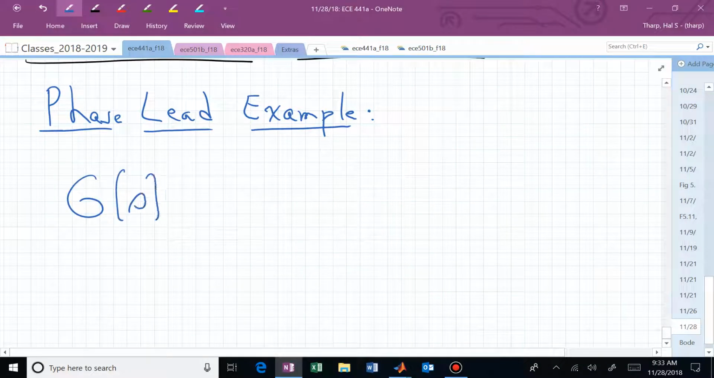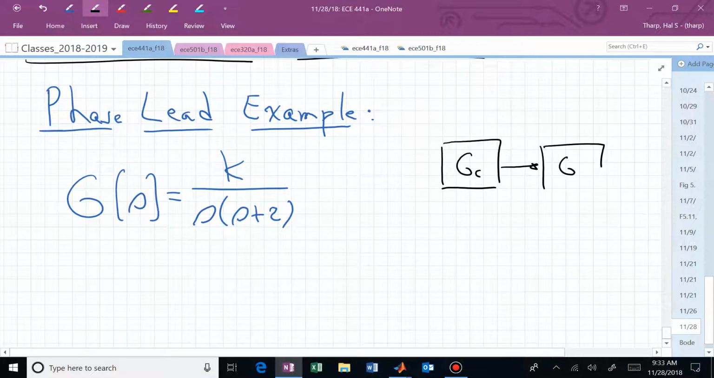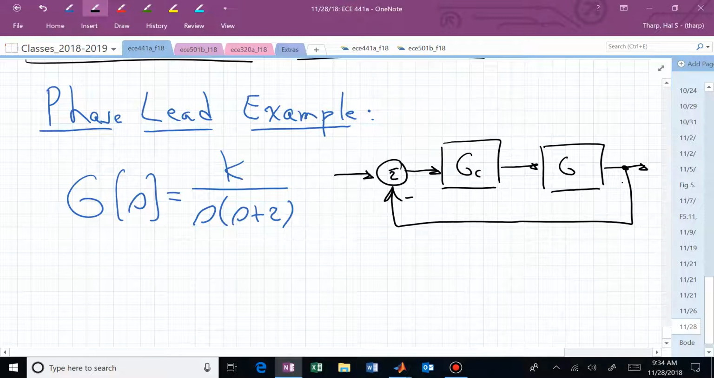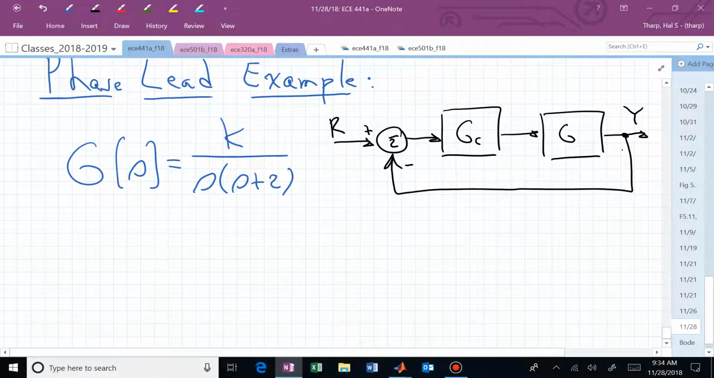Suppose that somebody gives us a plant that's K over S times S plus 2. If you want to just center yourself as far as what you're doing, okay, they've given us G. Now I need to find K, and then I can sketch the Bode plot for this, and then start doing the design of G sub C. Well, in order to figure out how to adjust G, what could G correspond to? What physical piece of equipment, or what kind of a system might this G of S correspond to?